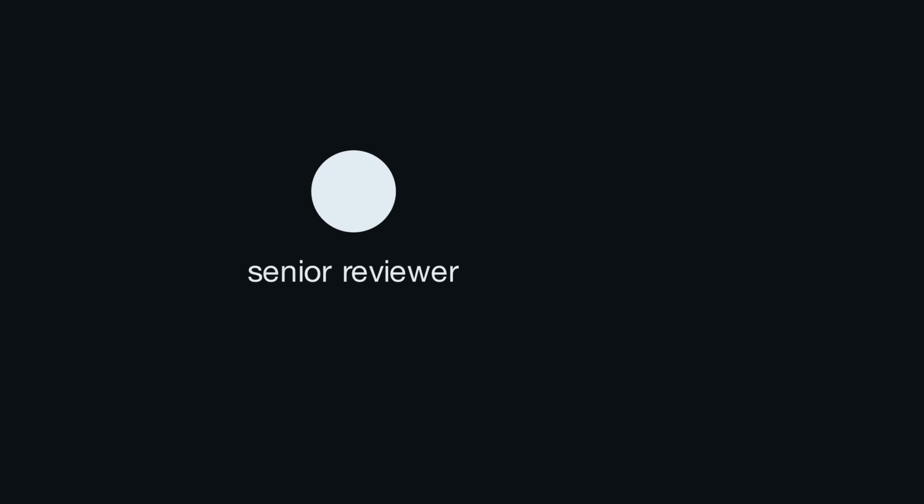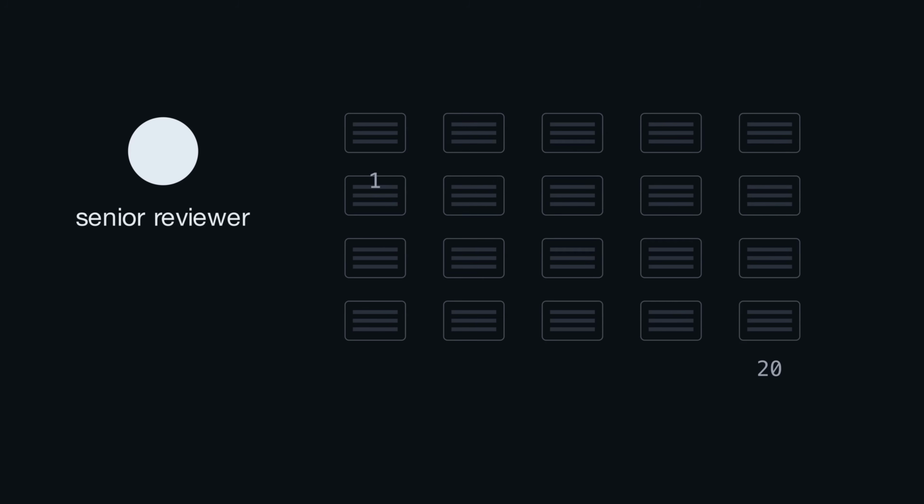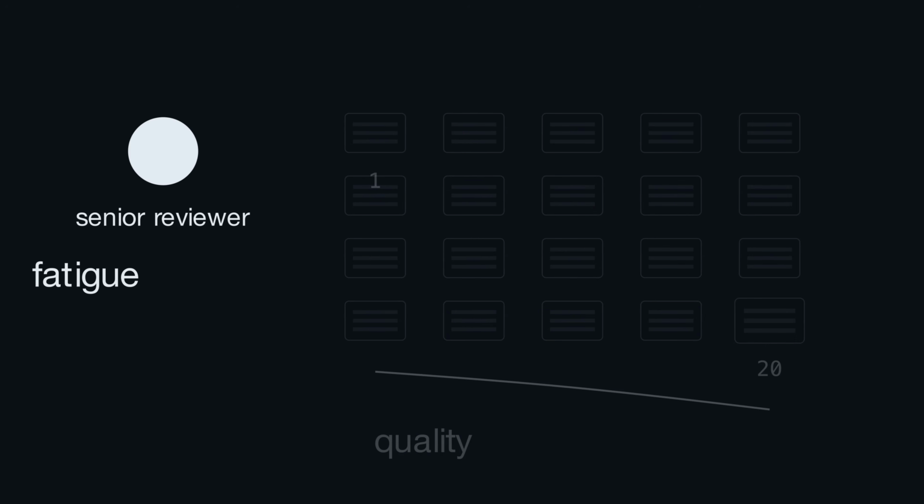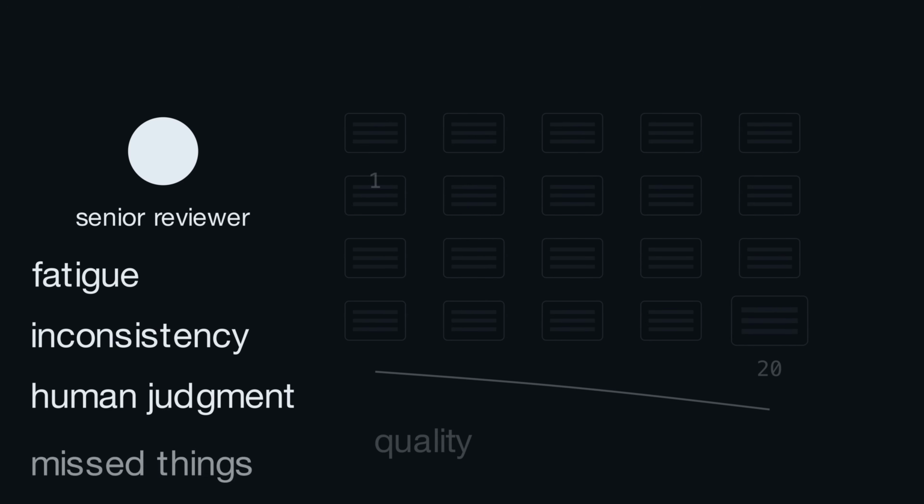And frankly speaking, it does not start with tech. It starts with a real senior reviewer who has 20 PRs to review today. And the quality on the first PR is not equal to the quality on the 20th one. And you might imagine some reason why. It might be fatigue, it might be inconsistency, it might be some human judgment, it might be some missed things in the 20th PR, or it can be anything which relates to a human. And I want you to think about it.